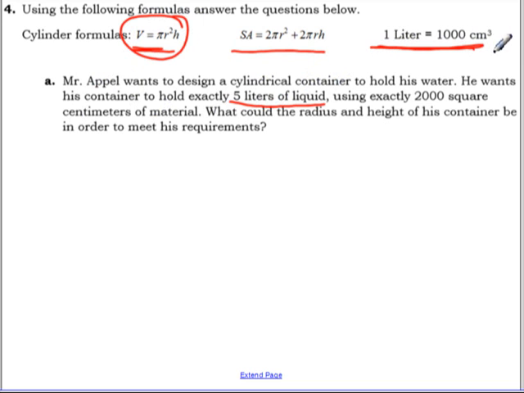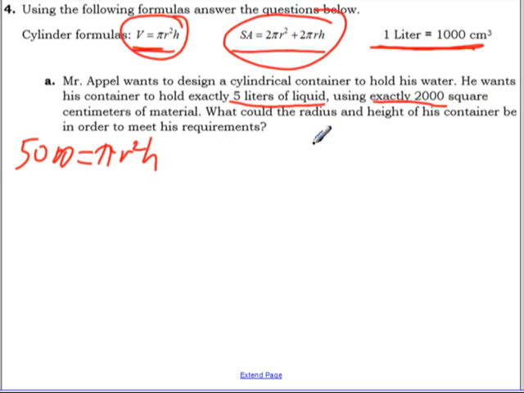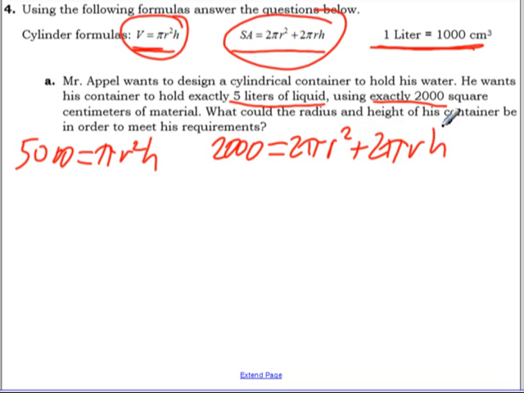This conversion tells me 5 liters is 5,000 cubic centimeters. So I'm going to go ahead and convert that. So I know that I want 5,000 cubic centimeters to be the volume. So I plug that in for the volume. It also says I want to use exactly 2,000 square centimeters of material. Well, the material for this container means the outside. That's the surface area, so that's this. So that means the surface area is going to be 2,000, and that's going to be 2 pi r squared plus 2 pi r h, because that's the formula for surface area.